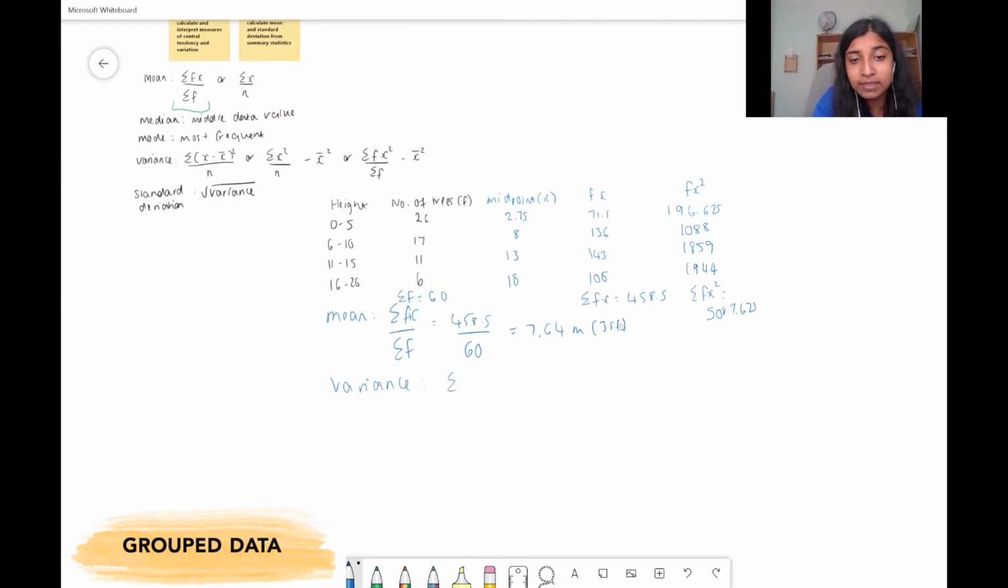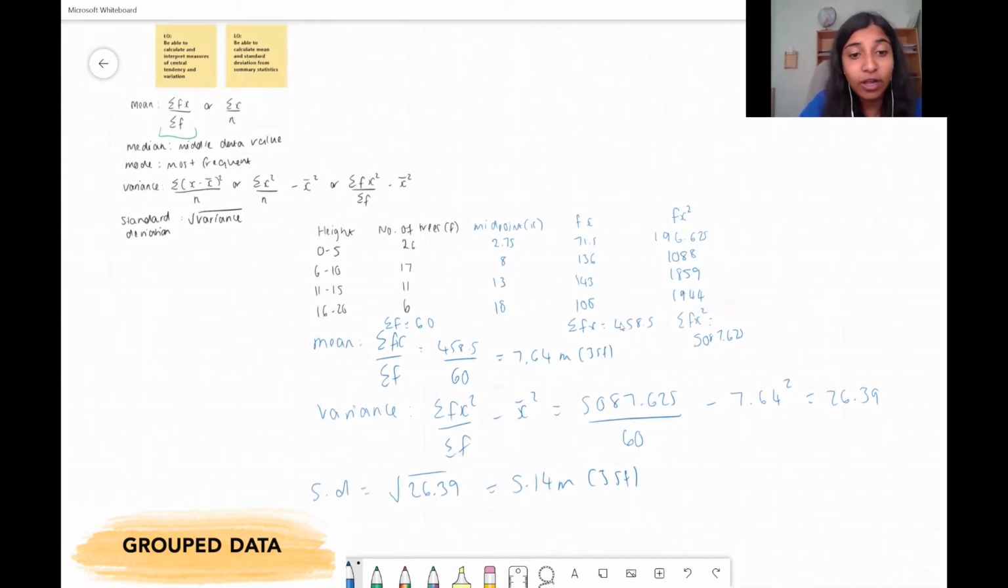So now we can just work out our variance using all the information we have. The variance is the sum of fx squared over the sum of f minus the mean squared. So that would be 5087.625 over our sum of f, which we had as 60, minus our mean squared, so minus 7.64 squared. You apply that in your calculator, that's just 26.39. And now for our standard deviation, that's just the square root of our variance, the square root of 26.39, and that's equal to 5.14 meters to 3 SF.